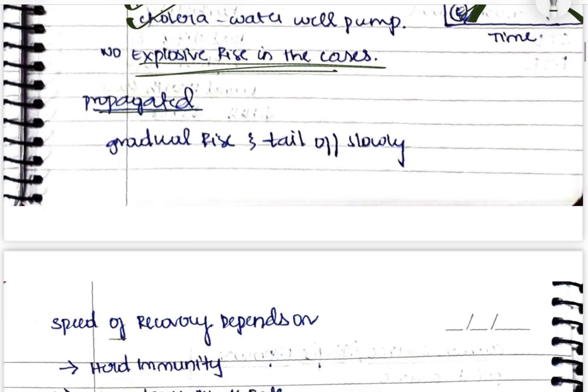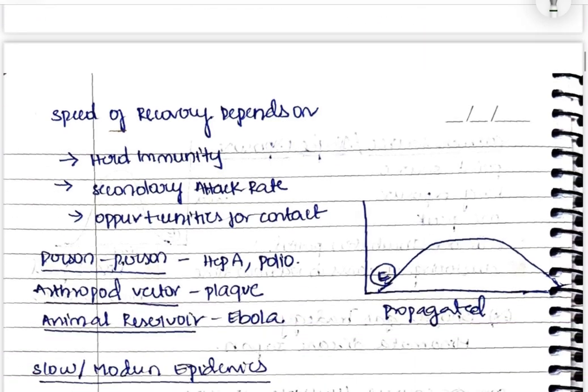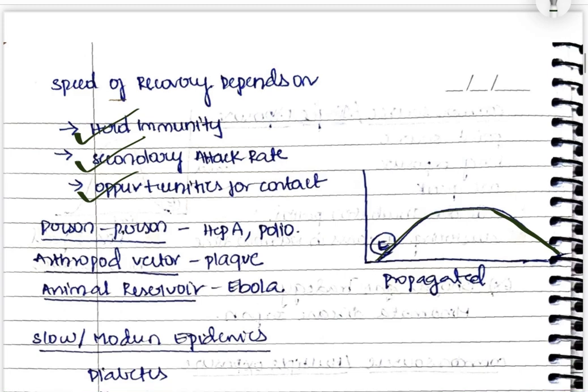And if you see this propagated type, there is a gradual rise and it tails off slowly, right? So just draw this graph. There is a gradual rise and it tails off slowly. So the speed of the recovery again depends upon herd immunity, secondary attack rate, and opportunities of contact. So person to person, hepatitis A; arthropod vector, plague; and animal reservoir, Ebola.